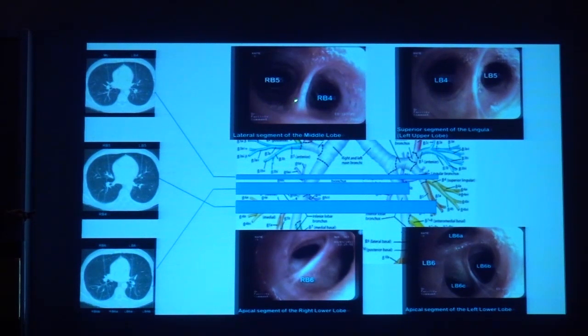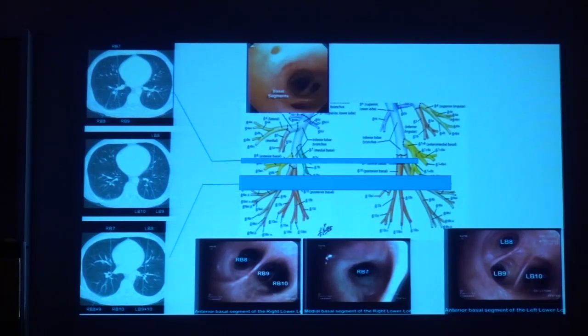In the right middle lobe, we have the lateral segment, which is RB4, and the medial segment, which is RB5. On the lingula, we have the superior segment, LB4, and the inferior segment, LB5. As we move down, we see the characteristic three openings that look similar to the right upper lobe, and the LB6, which is the superior segment of the lower lobe. As we move down further, we have 7, 8, and 9.